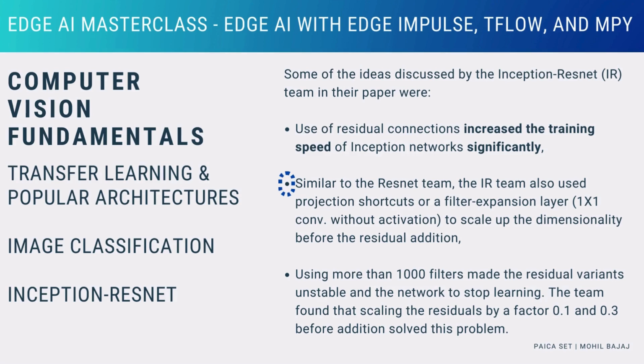Another thing that the team pointed out was that similar to the ResNet team, they too used projection shortcuts, or a one-by-one convolution layer, without activation to scale the dimensionality of the residual portion before the residual addition. Finally, the team noted through experimentation that using more than 1,000 filters made the residual variance unstable and the network stop learning. The team solved this problem by scaling the residuals, or the Inception side, by a factor between 0.1 and 0.3 before addition, as we discussed when we looked at the Inception-ResNet module.